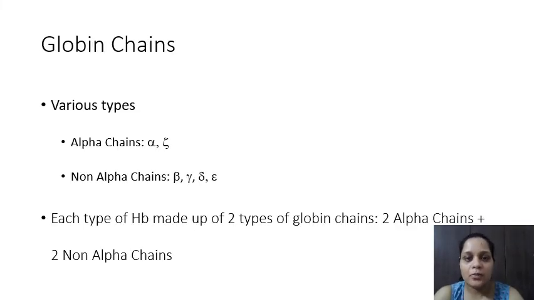Coming to globin chains first, there are various types of globin chains, broadly divided into two groups, the alpha group and the non-alpha group. In the alpha group, we have alpha chain and eta chain, and in the non-alpha group, there are beta, gamma, delta, and epsilon chains. So each hemoglobin is made up of two types of chains: two identical alpha group chains and two identical non-alpha group chains.